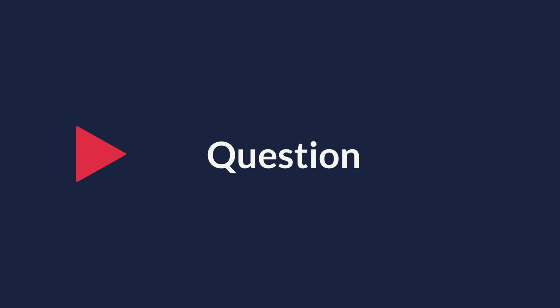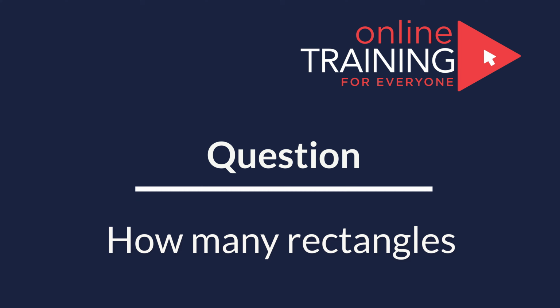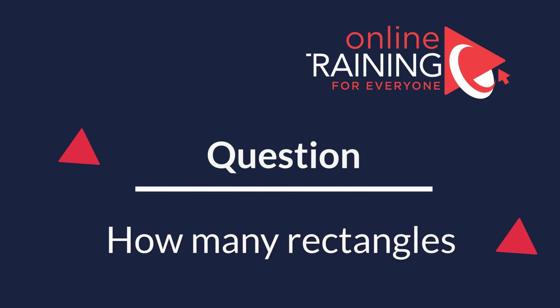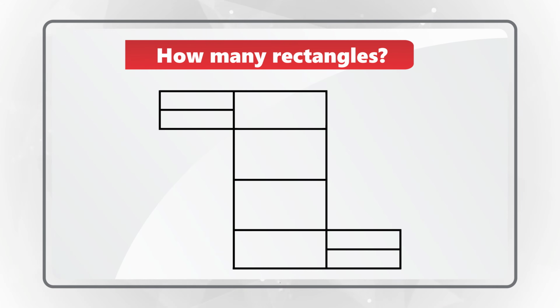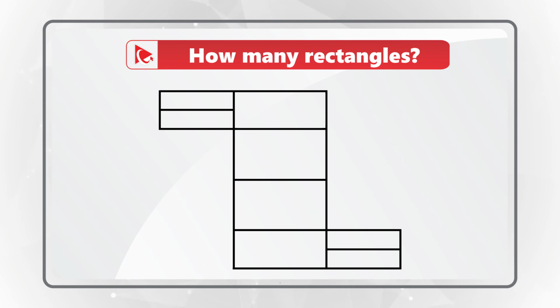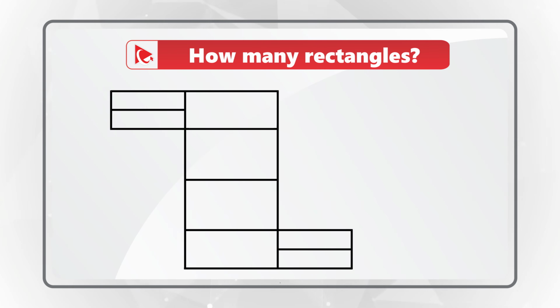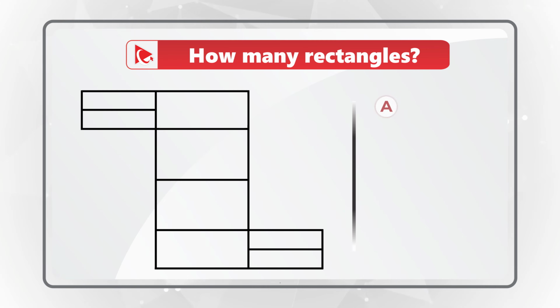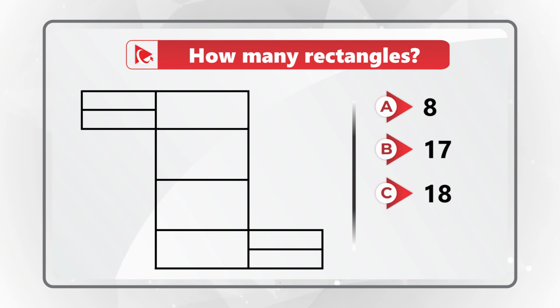Here's an amazing question to test your analytical and spatial reasoning skills. You need to determine how many rectangles are present here in the picture. Take a close look at the shape presented here and choose one of four following choices. Choice A, 8. Choice B, 17. Choice C, 18. And then choice D, 20 rectangles.